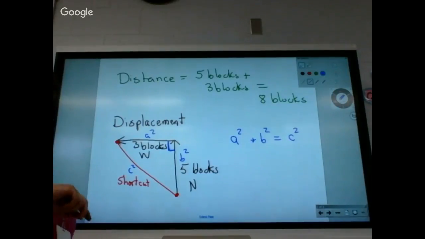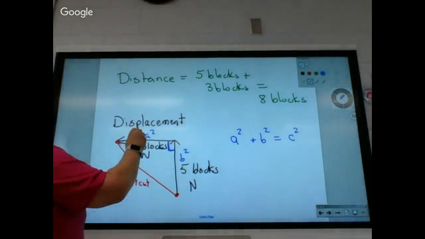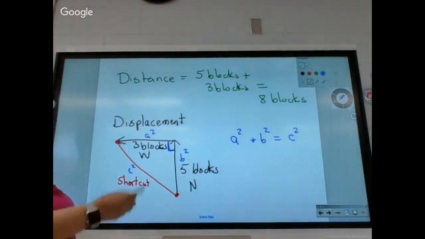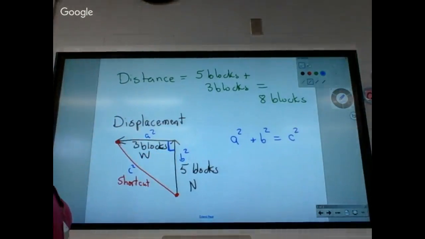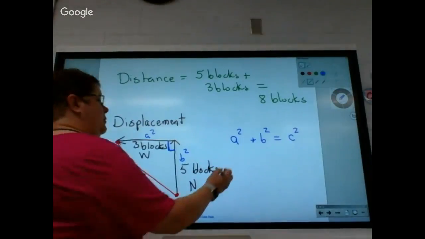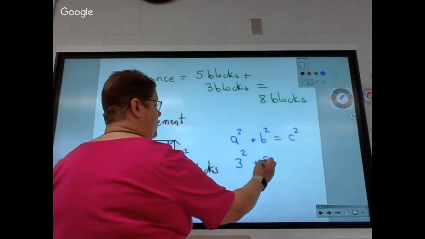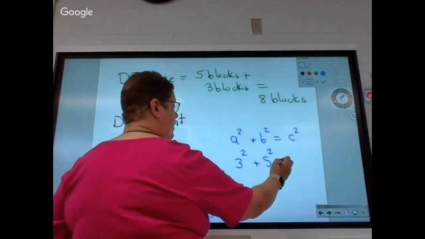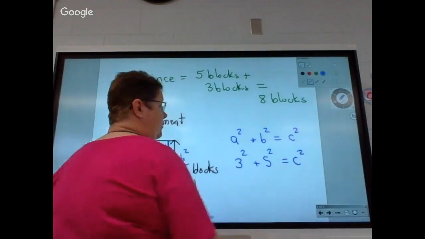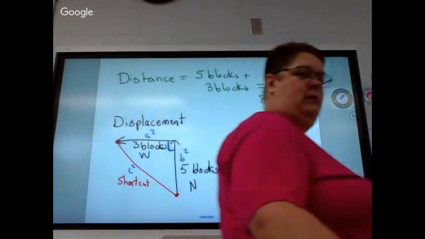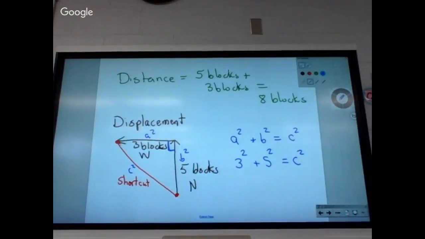So, it does not matter which one you make which. You could just easily flip the A and the B. So, the 3 blocks is A and squared, plus the 5 blocks get squared equals C squared. Now, again, if you can't square the numbers, have no fear.